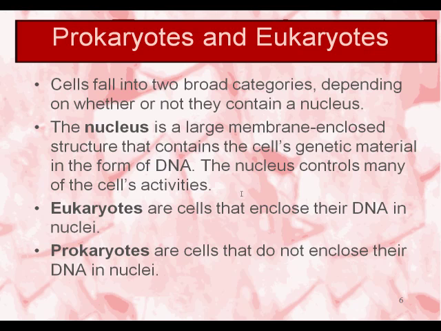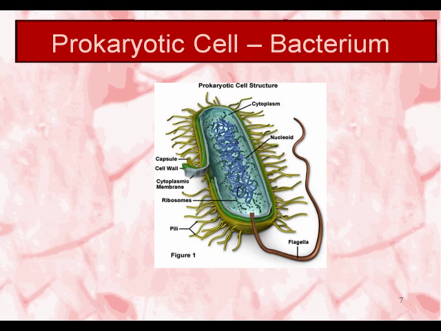Cells fall into two major categories. Eukaryotes are cells that enclose their DNA in nuclei. Prokaryotes are cells that do not enclose their DNA in nuclei. Here you will find a picture of a prokaryotic cell, which is a bacterium. Notice that the genetic material floats freely in the cytoplasm. It is not enclosed in a nuclear membrane.